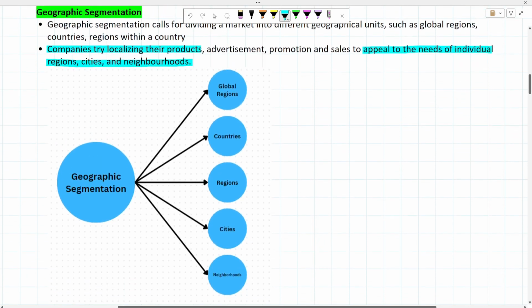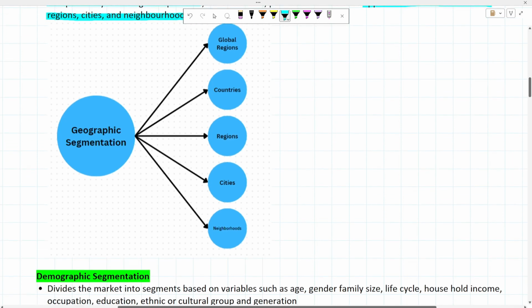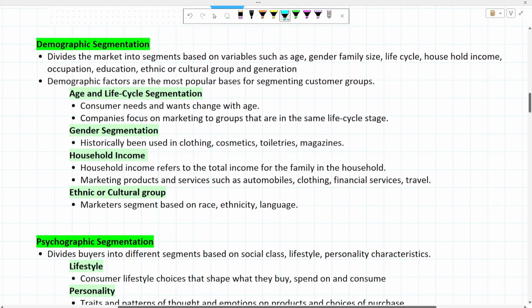Here's a diagram to show you how geographic segmentation looks. You have global regions, your countries, your regions of the country, cities, and neighborhoods. Demographic segmentation divides the market into segments based on variables such as age, gender, family size, life cycle, household income, occupation, education, ethnic or cultural group, and generation. Demographic factors are the most popular basis for segmenting customer groups. So let's talk about some of the demographic segmentations.